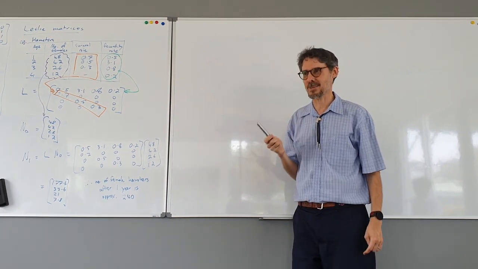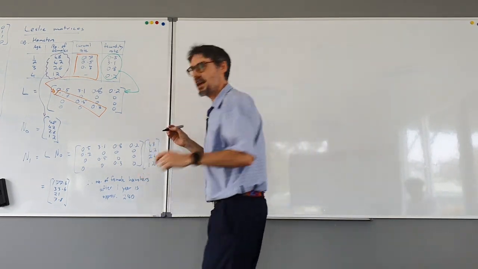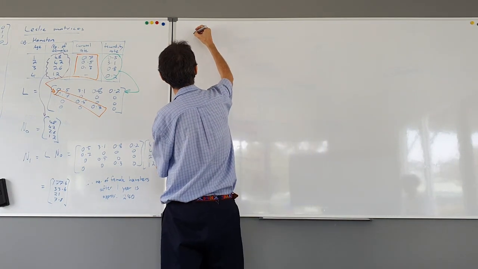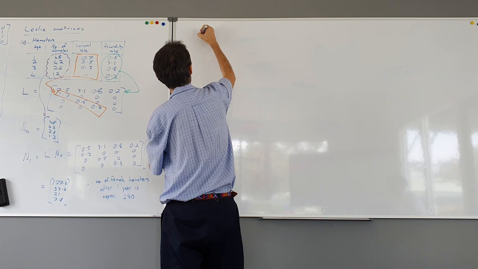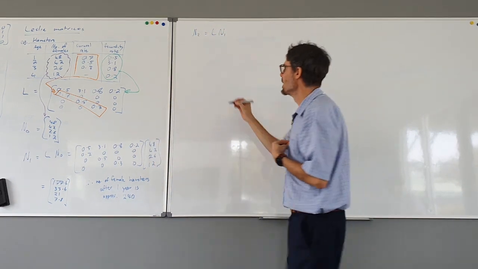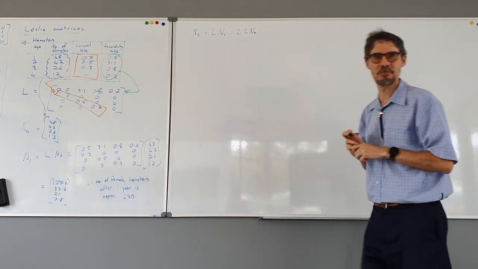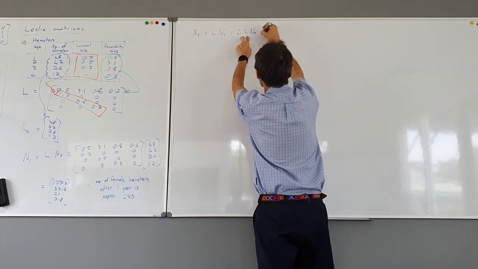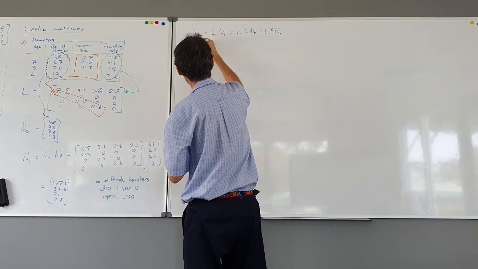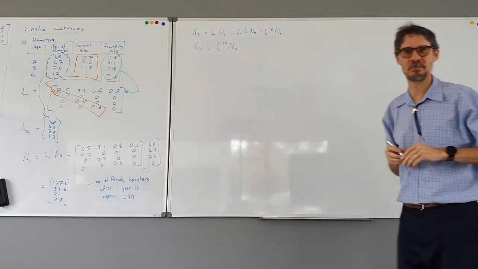But I can go much further very easily, like years in advance. What about in 10 years' time? All I need is L^10, which is going to give N10. The number after 2 years is going to be L times the number after 1 year, which is L times the number after 0 years, which is L squared. So the number after 10 years is going to be L to the 10 times the number I started with.